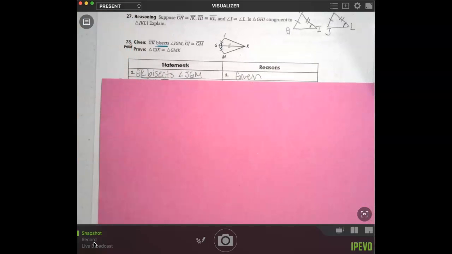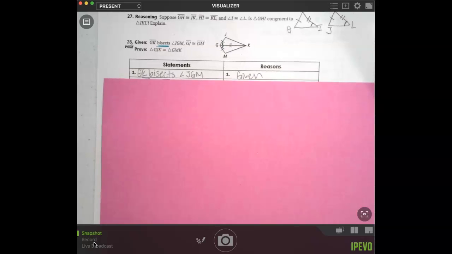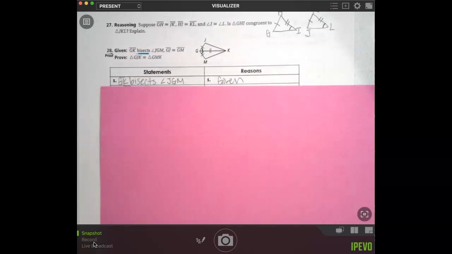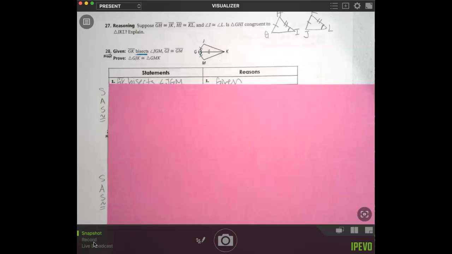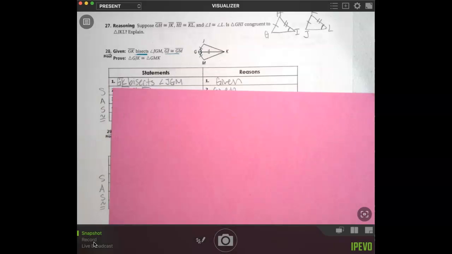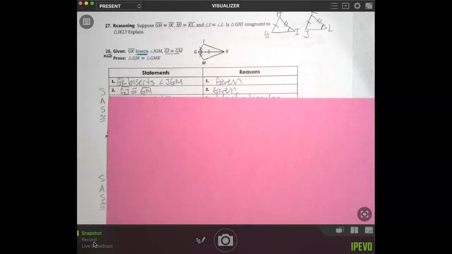First step, our non-congruency. So GK bisects angle JGM, given. And then we're going to use side angle side, right? So first step, pair of sides. I chose the ones that were given right there, GJ and GM, given.